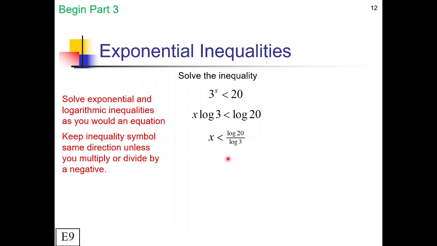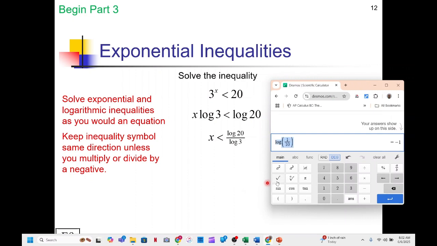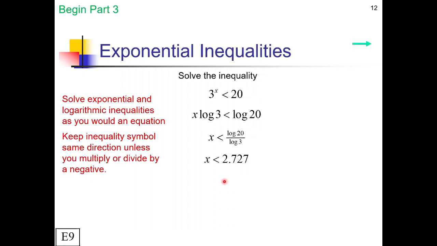So just be careful and make sure that you really are dividing by a positive when you divide by the log of something. Anyway, we can write x is less than all this stuff, and let's actually calculate what that is. So we've got the fraction log of 20 divided by log of 3, and that comes out to about 2.727. So x is less than that.